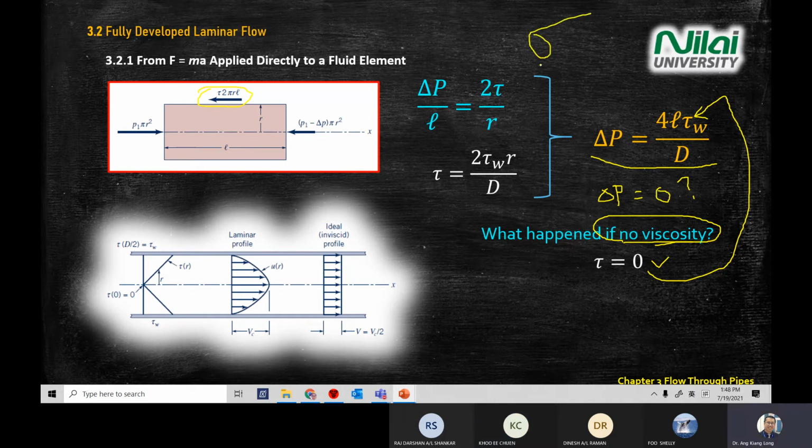Again, go back to the pipe question that I asked you since the beginning. P1, P2. If delta P is 0, what does it mean for P1 and P2? No change. So P1 equals P2, right? Yes. So in the pipe flow, if you have the same pressure, what does it mean for your velocity?